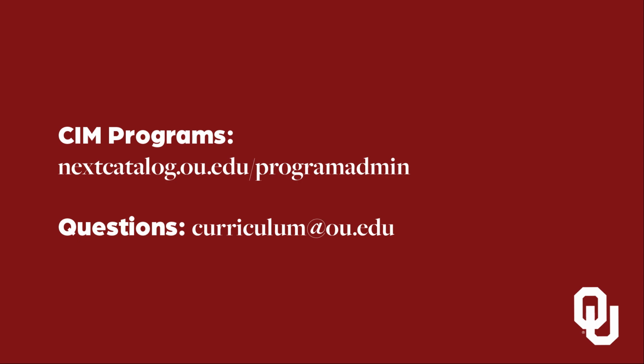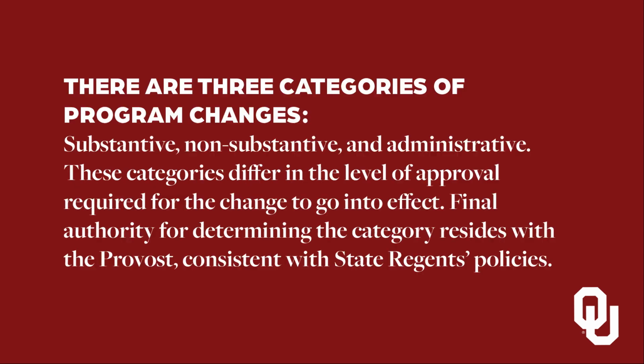Now, let's go over the different types of program changes. First, a program modification is a change to the degree program that affects the requirements for students to graduate from that program. These changes must be reflected in the degree check sheet. There are three categories of program changes: substantive, non-substantive, and administrative. These categories differ in the level of approval required for the change to go into effect. Final authority for determining the category resides with the provost, consistent with state regents' policies.